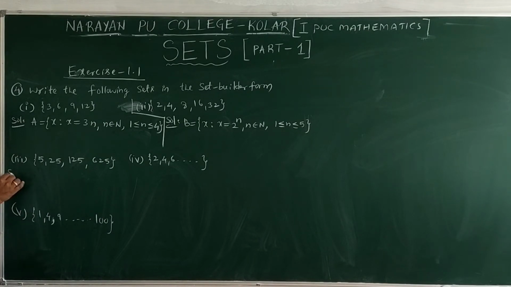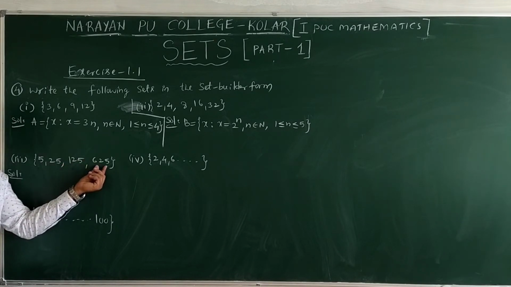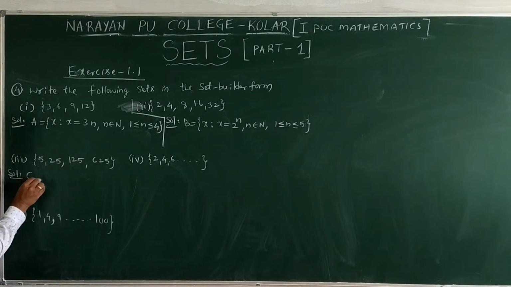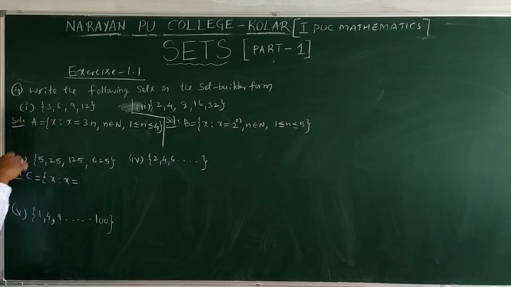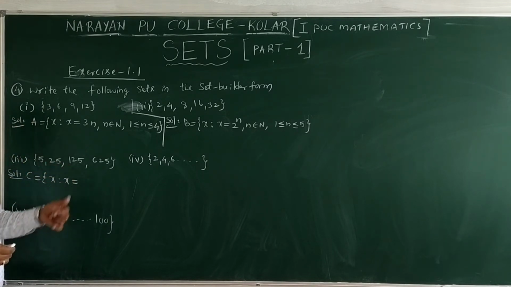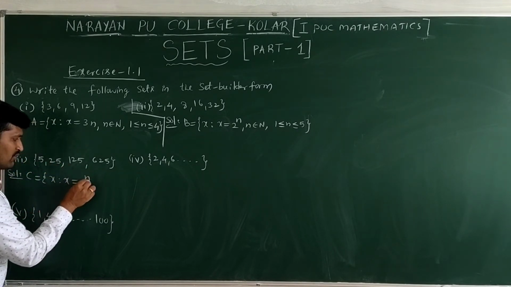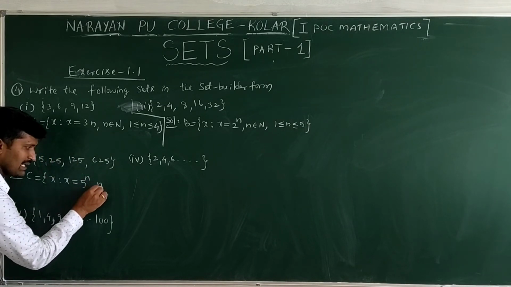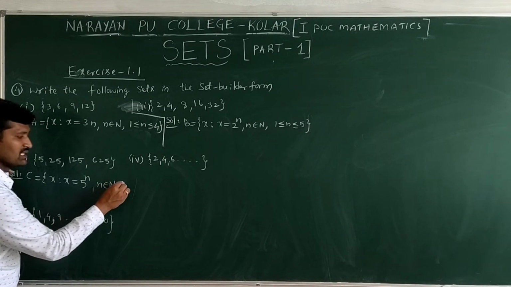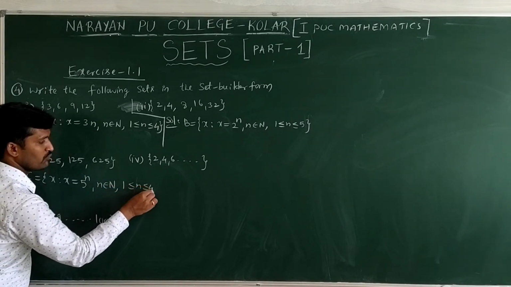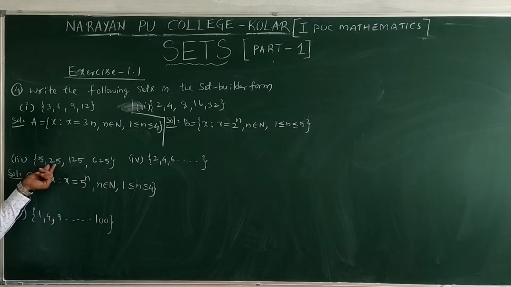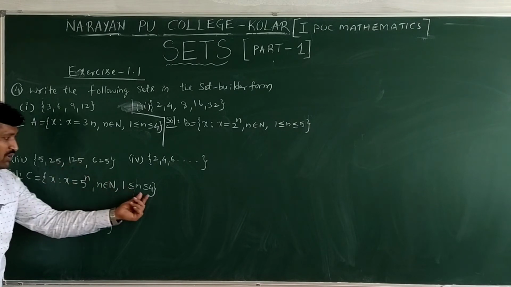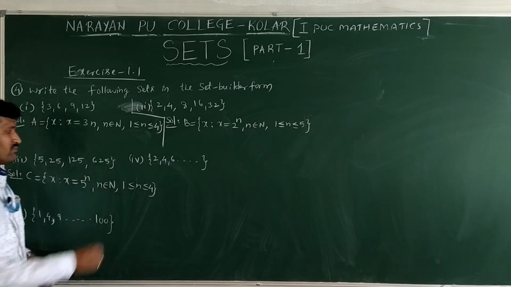Coming to the third one. Here what is that? 5, 5 square, 5 cube, 5 power 4. That's why here I take C. X is an element such that the power of 5 is increasing: 5 square, 5 cube, 5 power 4. That's why I am writing this as 5 power n, where n is clearly a natural number, and that number lies from where to where? 1 to 4 only. Okay? If you take 1, 5 power 1 is 5. 2 gives 5 square, 25. 3 gives 5 cube, 125. 4 gives 5 power 4, which is 625.